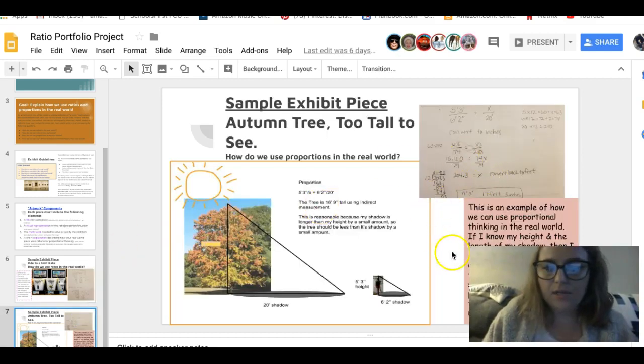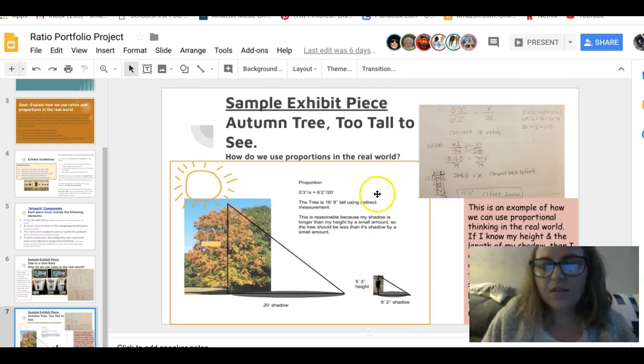When I'm explaining this one, I'm saying this is a way to measure things that are taller using indirect measurement, using proportions. If I know my two pieces of information, I can easily find the missing piece of information in the larger object, whatever it is.